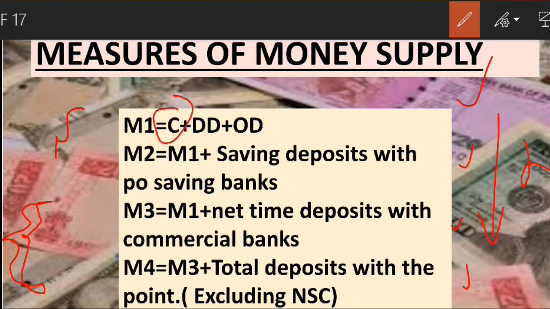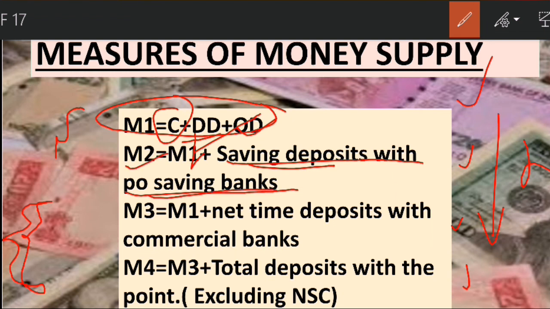Okay, C is currency held by the public, all the demand deposits and all the other deposits with RBI. All those things are included in M1. M2 includes all the components of M1, that is currency held by public, demand deposit and other deposit, plus saving deposit with post office saving bank. So all those savings with the post office saving bank are also included in M2, right?